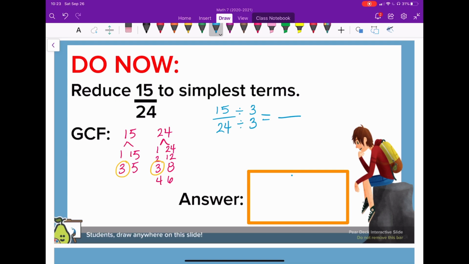So now I have 15 divided by 3 is 5, and 24 divided by 3 is 8. Okay? And lastly is for you to write it out nicely. So 15 over 24 is equal to 5 over 8.